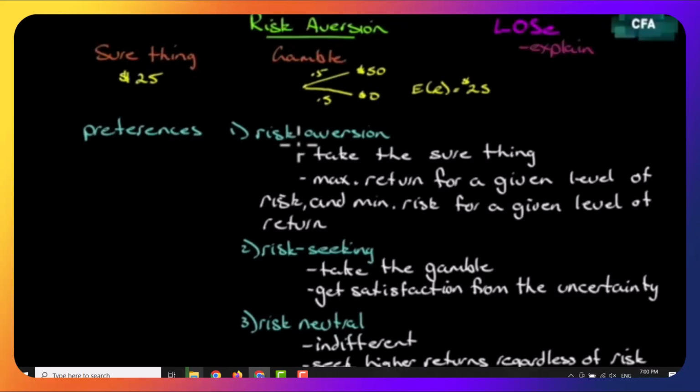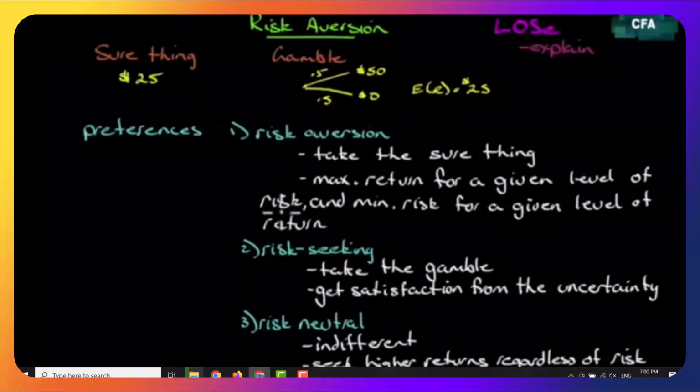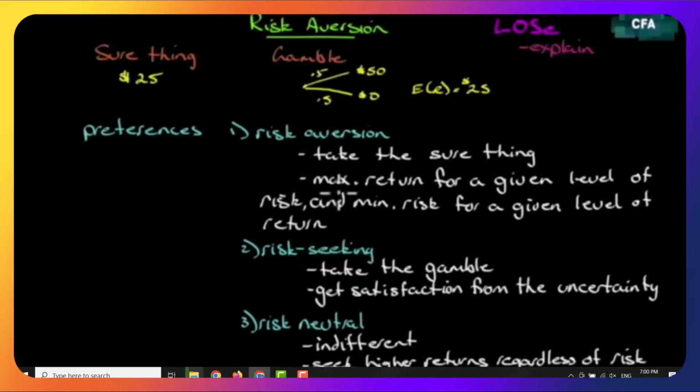So risk aversion says, take the sure thing. We either maximize our return for a given level of risk, which means if we have two investments that have the same level of risk, we'll take the one with the maximum return. Or, as this situation shows us, we can minimize the risk for a given level of return. Same return on each one, but this one has less risk. Now, you may say, well, it's not really the same return. Here, there is a chance of doubling your money. There is a chance, true.